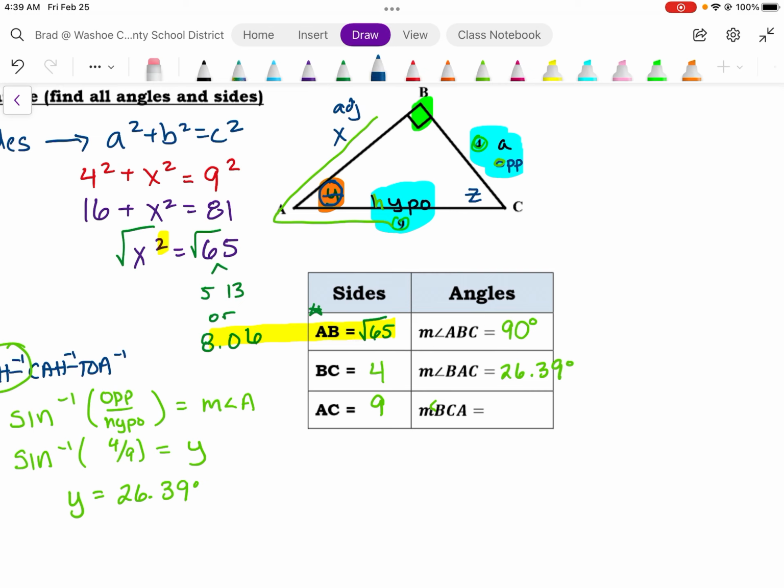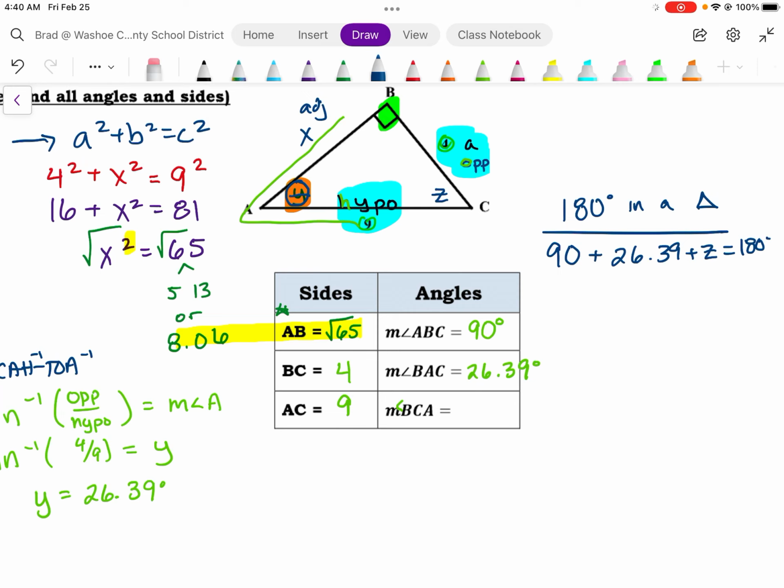Well, you could do your trig again, absolutely, but I'm a fan of 180 degrees in a triangle. So I know I have a 90-degree box plus the 26.39 that I just found plus angle Z is going to equal 180 degrees. Cool with that? So then I'm going to go ahead and solve for Z. So when I go ahead and do so, 26.39, putting that in my calculator off to the side here, I'm going to get Z is equal to 63.61 degrees.